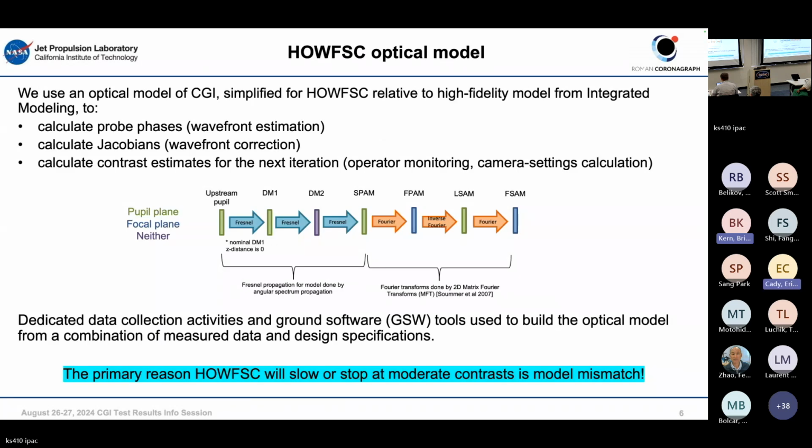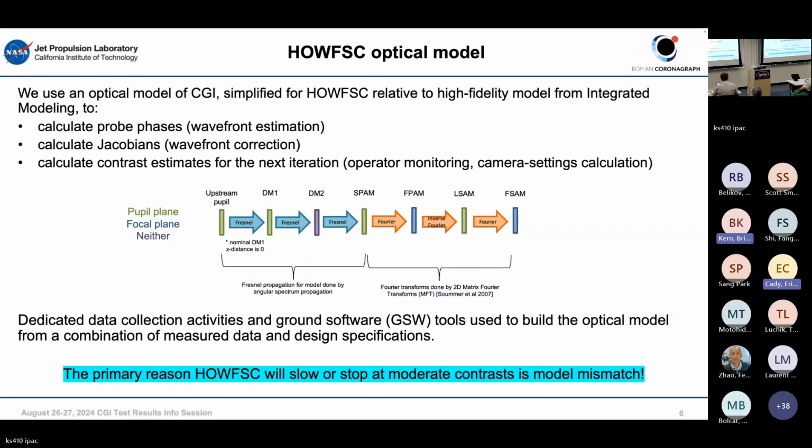Last thing, I'll touch a little bit on the optical model. I know AJ did talk a little bit about this, so I'm not going to go too deep on this. But we use an optical model a lot in HOWFSC. We're doing probe phases with it. We're doing Jacobian calculations with it. We're doing all the outer structure stuff with this, like what contrast are we at this iteration? What do we do next iteration? These all use the model to do these estimates. And so we do rely on it quite a bit.